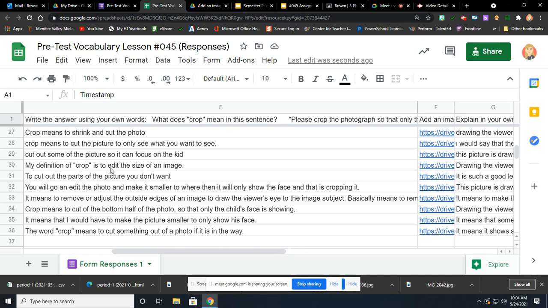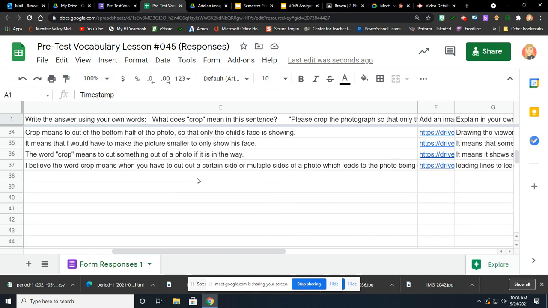Perfect. My definition of crop is to edit the size of an image. Excellent. Cut out some of the picture so you can focus on the kid. You guys, these are fantastic answers. Yes, yes, yes. Wonderful.